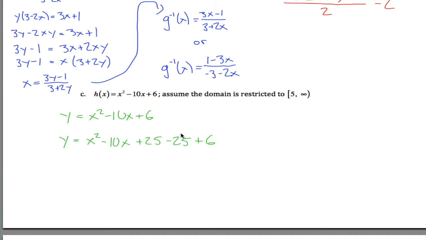I just wrote that out of nowhere, so I better minus 25. So add 25 minus 25, you're not changing anything, but now you got a perfect square over here. You got y equals x minus 5 squared. That's all this stuff. And then minus 25 plus 6 looks like minus 19. And the advantage of this form is now I can solve for x. Add 19 to both sides.